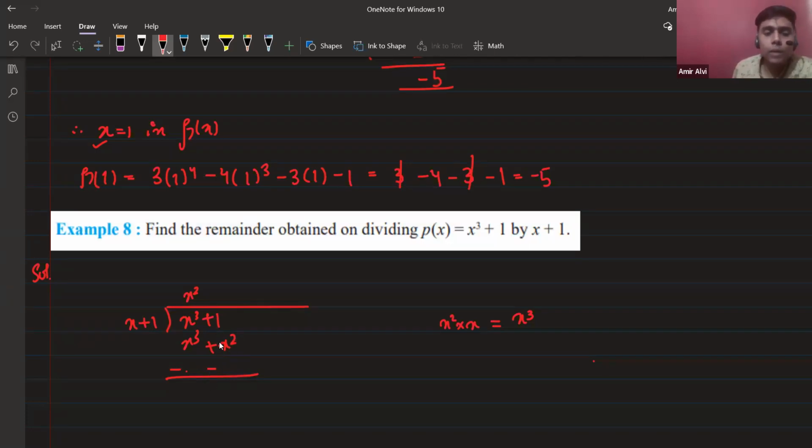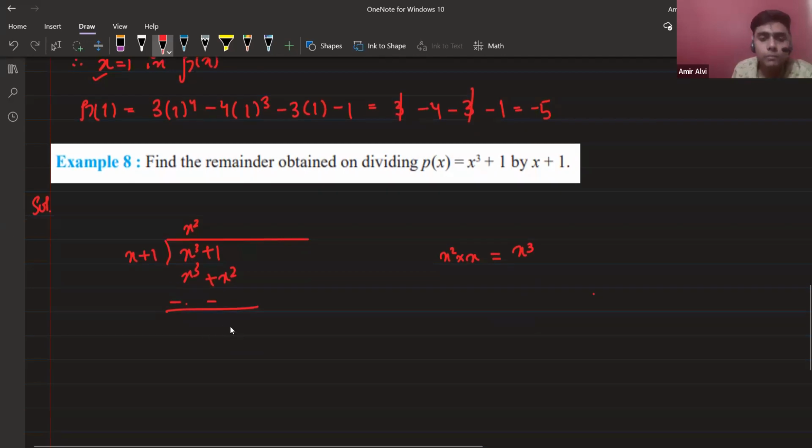Is there any x square term by which I can subtract this x square term? Do we have any x square term apart from this in this division? No. So I will write x square as it is, and this positive 1 will be here. Okay. Now tell me, I want minus x square.